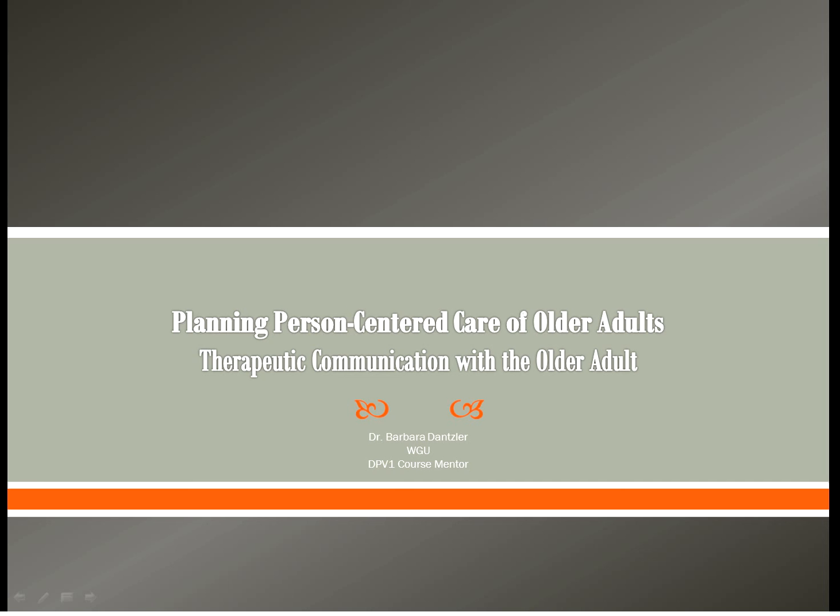This is the first part of one of your competencies. You have 9 competencies, and this one is talking in reference to planning person-centered care of the older adult. Since that competency has many different parts, this is going to be one of those parts, therapeutic communication with the older adult. The purpose of this presentation is to complement the information available in the course of study, to review the basic principles of communication and provide strategies for communicating effectively with your older adult client.